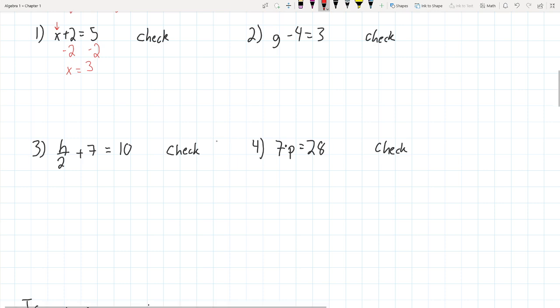We'll do a few more, so hopefully you get the hang of this. But again, what we're doing is looking at this and saying, okay, how do I get rid of this plus 2? The opposite of plusing 2 is minusing 2. And so that's how we get that answer.